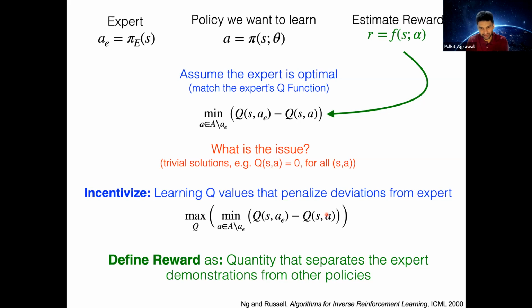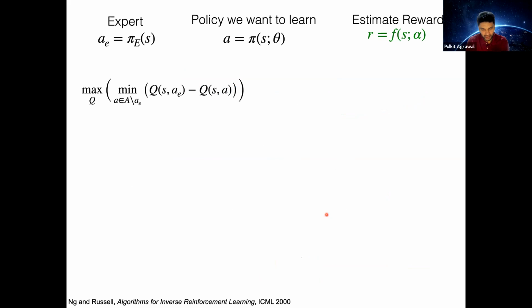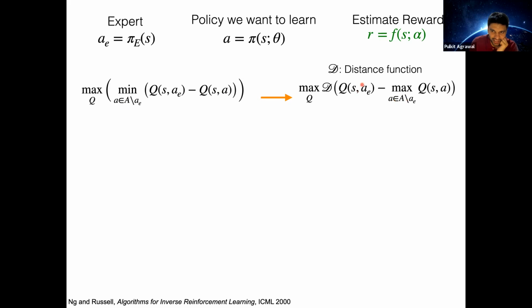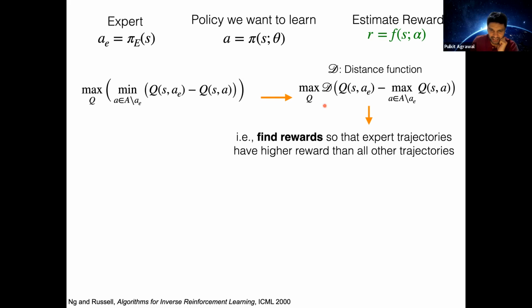Let me make this more concrete. Suppose we take this term over here and we rewrite this. We take the min inside, so it becomes a max over here, because if I choose the action which has the maximum Q value, that is going to be as close to the expert as possible. And D is some distance function. So what this is saying is: find a reward function so that the expert trajectories have higher reward than all other trajectories.